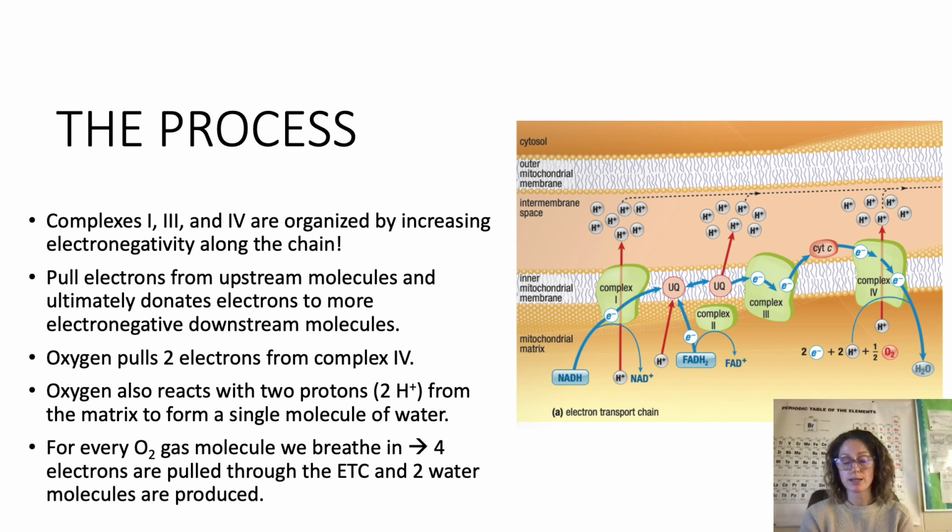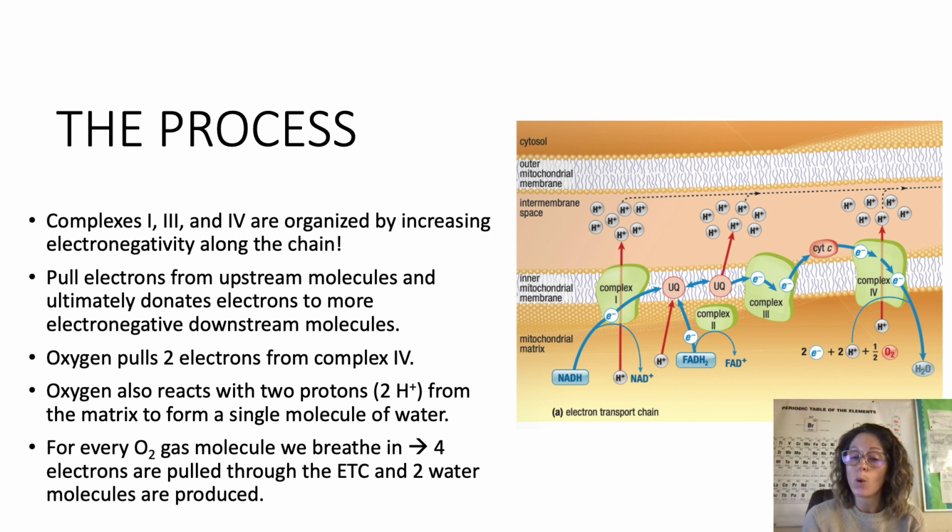Okay, so the process, this is where we can fill in a note. So complexes 1, 3, and 4 are organized by increasing electronegativity along the chain. This creates a pull of electrons from upstream molecules and ultimately donates electrons to the most electronegative downstream molecules. Oxygen pulls 2 electrons from complex 4. Oxygen also reacts with 2 hydrogen ions from the matrix to form a single molecule of water.